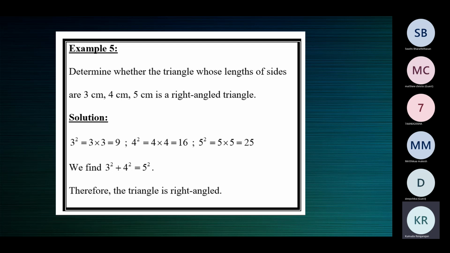So now we are going to see how we can say it's a right triangle without knowing the measures of the angles. We don't know the measures of the angles. Still, we can say if it is a right triangle or not.